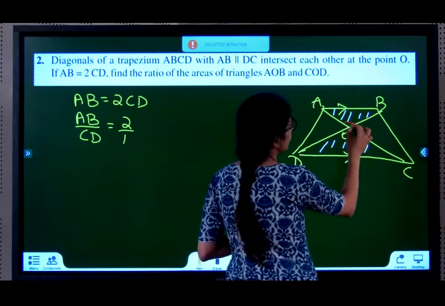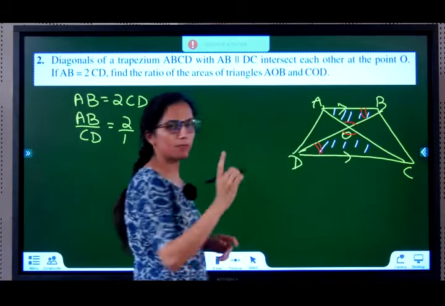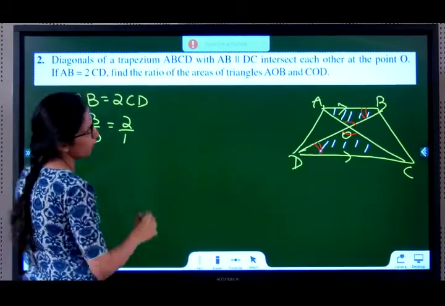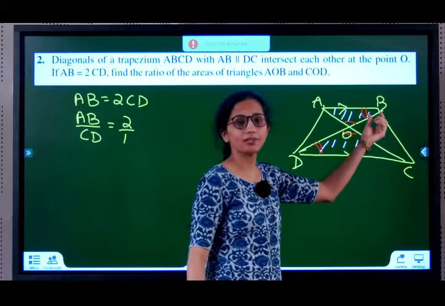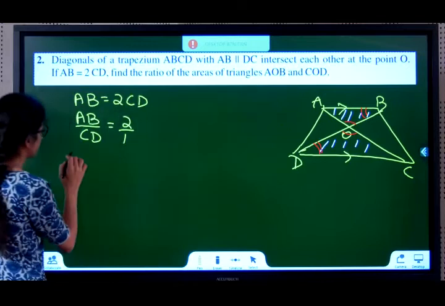First you have to prove AOB is similar to COD. How do we prove? These are vertically opposite angles. This angle is equal to this angle. We have done the same problem in the previous exercise while proving similar triangles. Why is this angle equal to this angle? Because alternate interior angles, AB is parallel to CD. So first we will write down that part.